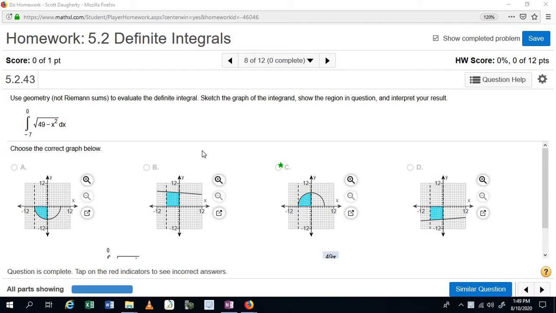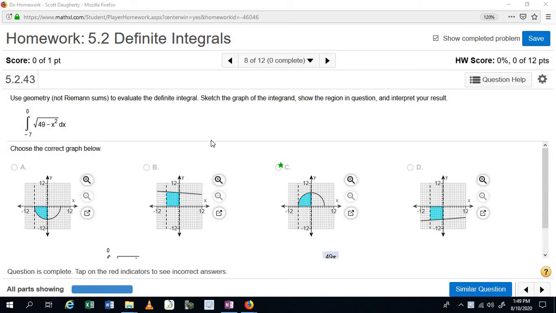Hello again. In this video, I'm going to go over this homework problem from 5.2. In this problem, it says use geometry, not Riemann sums, to evaluate the definite integral. Sketch the graph of the integrand, show the region in question, and interpret your results.